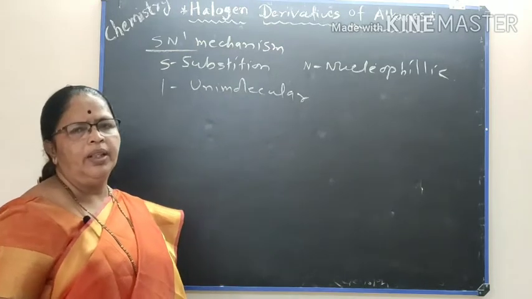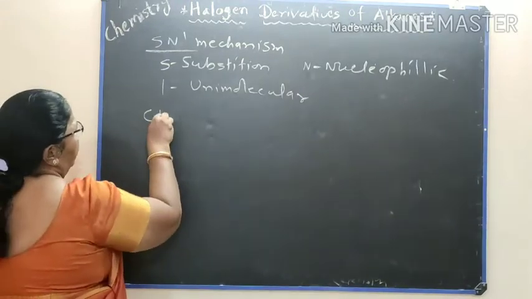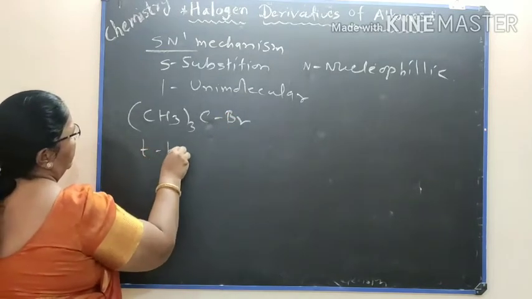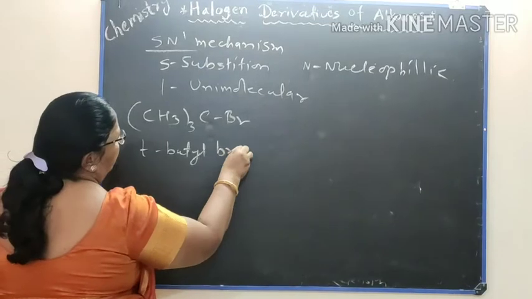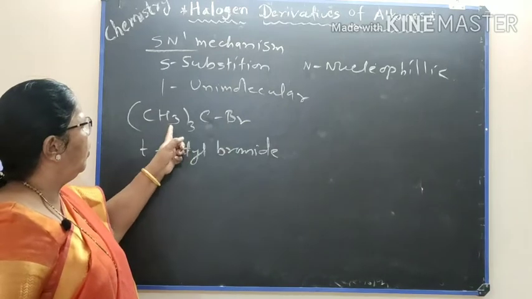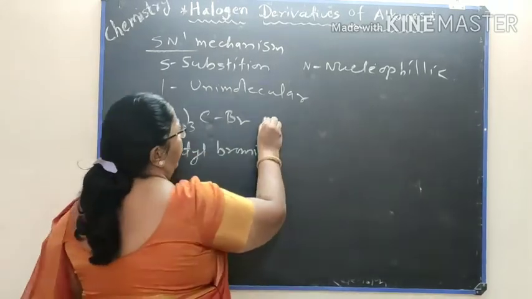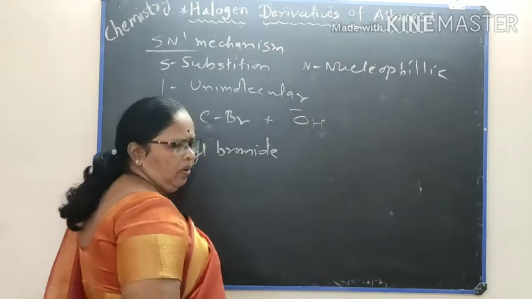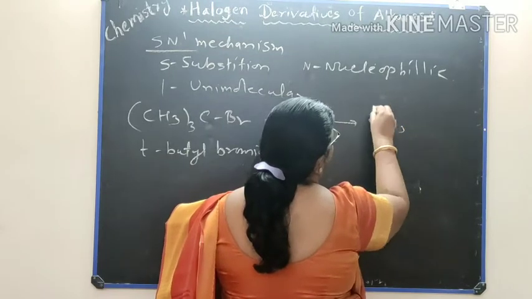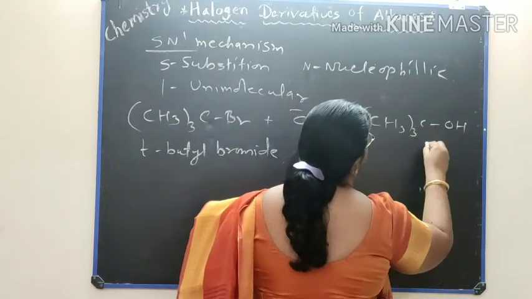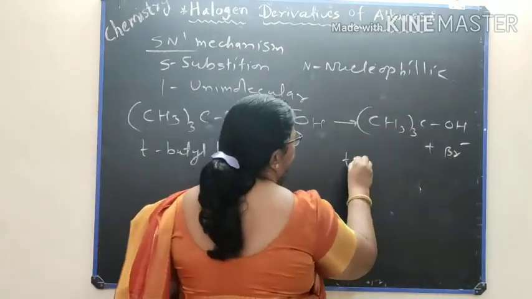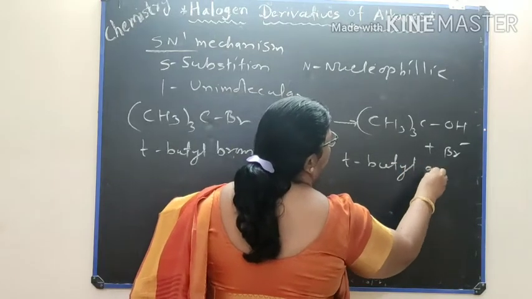Alkaline hydrolysis of tertiary butyl bromide. (CH3)3CBr. This is called tertiary butyl bromide. In the IUPAC system, it is called 2-bromo-2-methylpropane. When it reacts with hydroxyl ion, it gives the tertiary butyl alcohol.